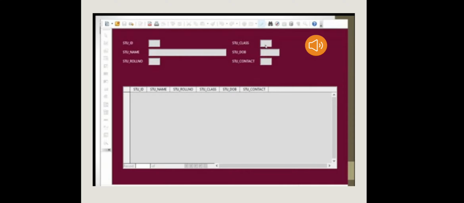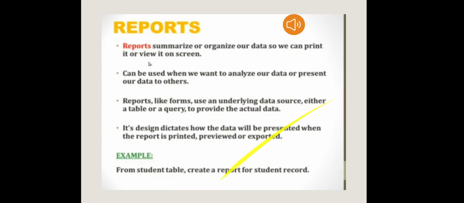So you can look over here in this figure. It is a form in which student ID, student name, student roll number, student class, student date of birth and student contact is given over there. We can write the information in it.